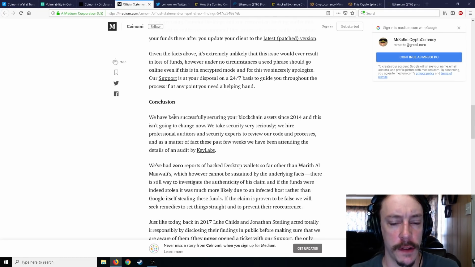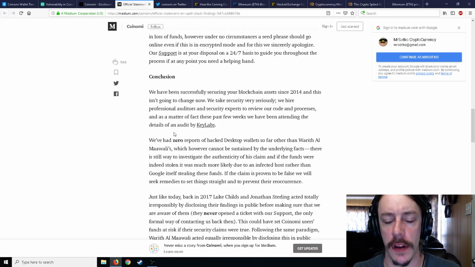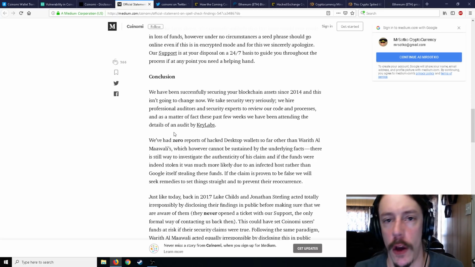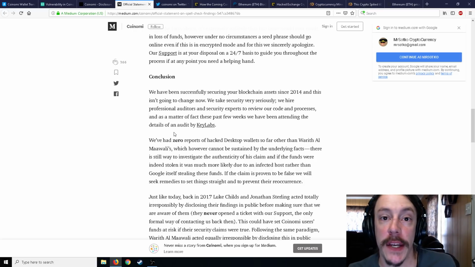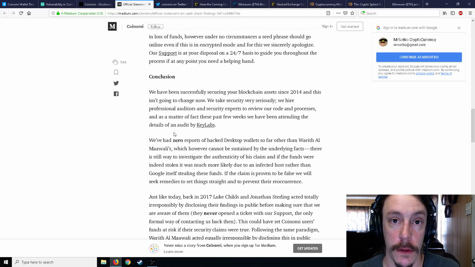And so it says, in conclusion, we'll kind of skip this. It says, we have been successfully securing your blockchain assets since 2014. And this isn't going to change now. We take security very seriously, so you don't bother with SSL, but that's okay. We hire professional auditors and security experts to review our code and processes. So basically, another thing about Coinomi is that they used to be open source. They changed to closed source programming, to closed source code. So now you can't go in there and look and find this problem.